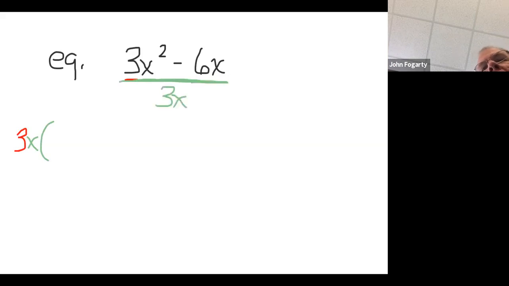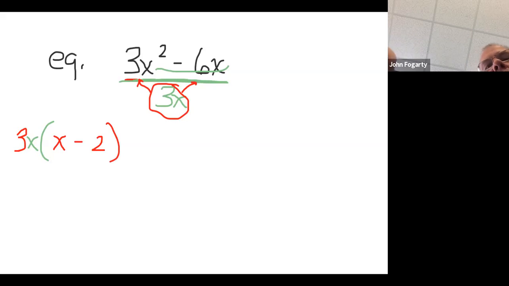And then all I have to do is divide the polynomial by the GCF. When you divide a polynomial by a monomial, you simply take the monomial and put it into each term. So 3x squared divided by 3x gives me x, and 3x into negative 6x gives me minus 2. And that should be factored properly.